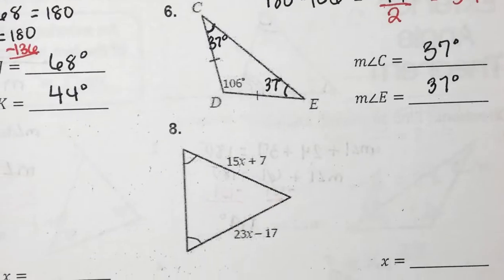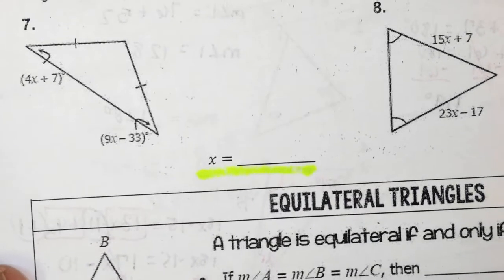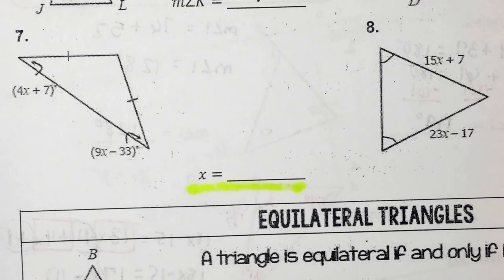Moving on. Number 7. Based on what we talked about with isosceles triangles just now, Zach, what equation would you write for number 7?